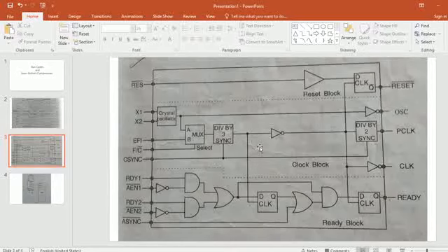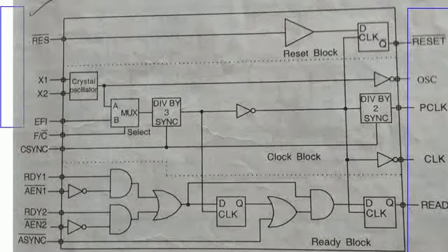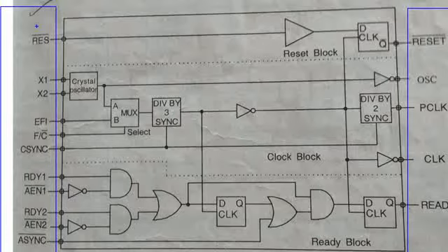The internal block diagram of 8284 looks like this. Here, the right side signals are the output signals, and the left side signals are the input signals. So this is the internal block diagram of the 8284.